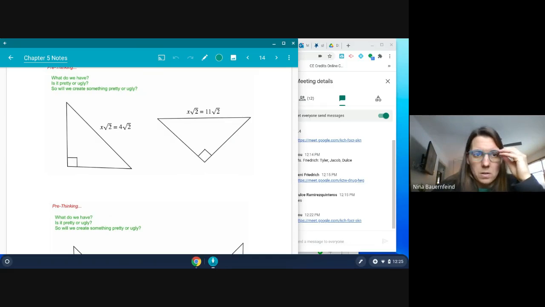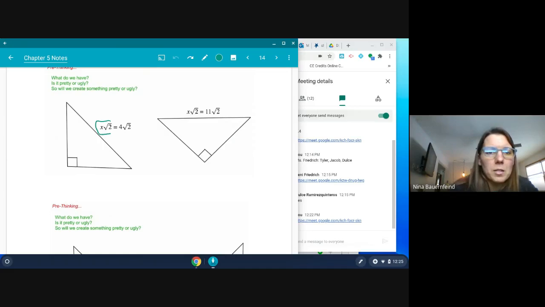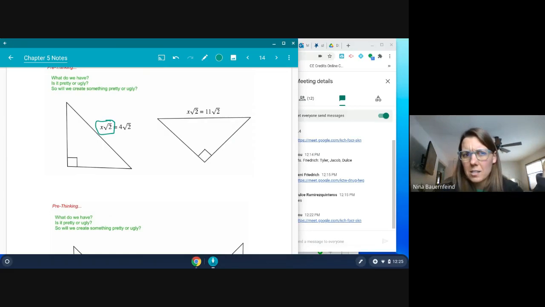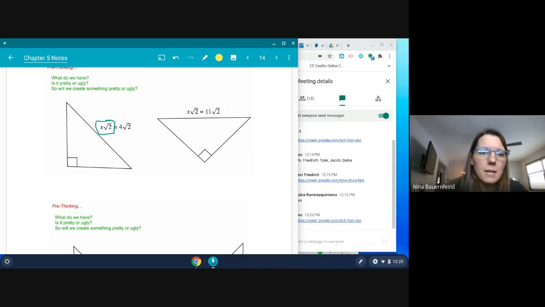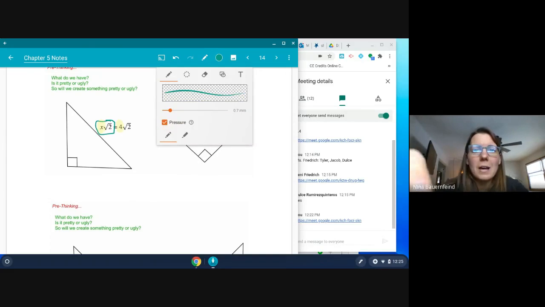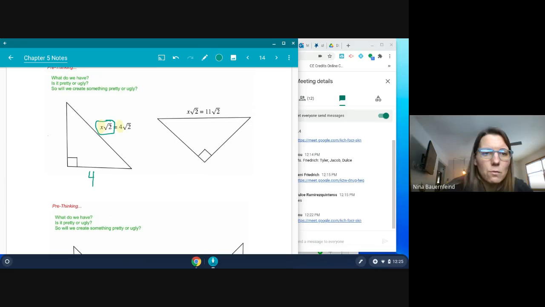Okay, in this one, do we have a hypotenuse or a leg? Hypotenuse, yep. And the hypotenuse formula is x root 2. So what is x? 4, because it's just the thing in front. Everything else matches. So if x is 4, this side is 4 and this side is 4. What are the angles?